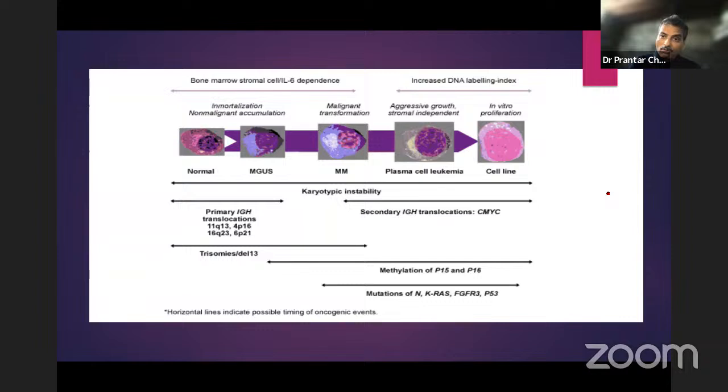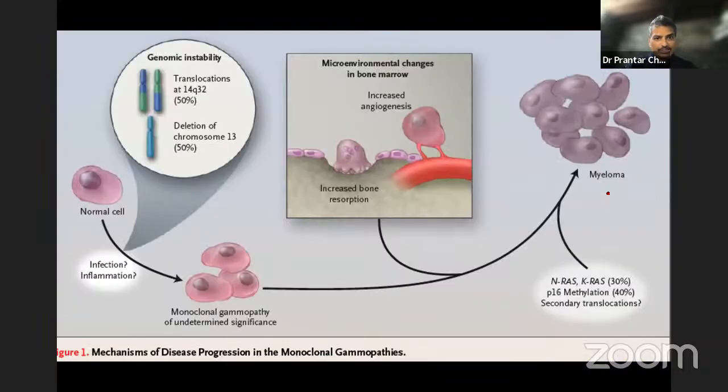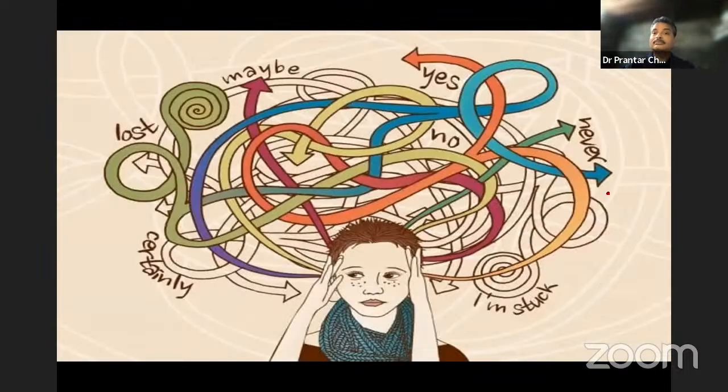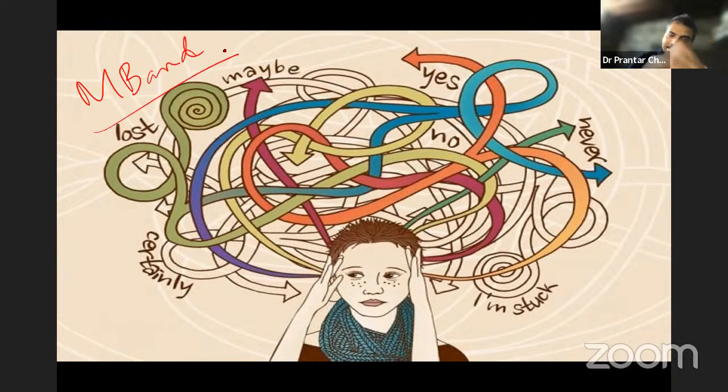So, this is how the disease progresses, and that's why we do a FISH to look at chromosomal changes. I hope I have not confused you. I have explained to you what M-band means and how you look at it and how you rule out myeloma, MGRS, and other related diseases. Thank you for your patience.